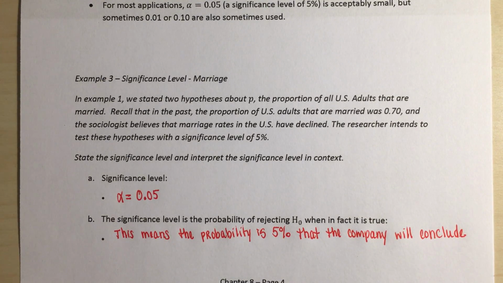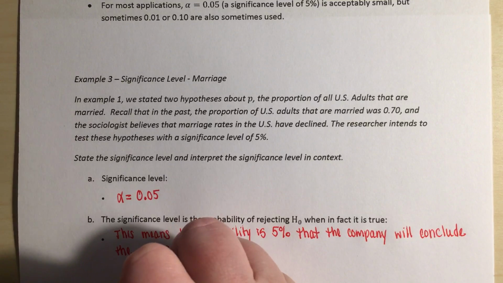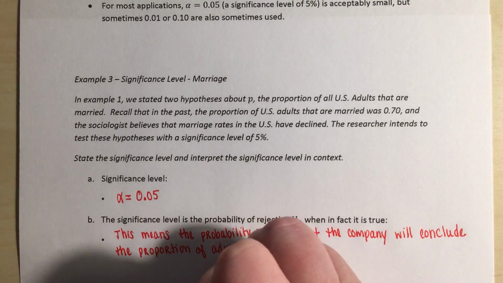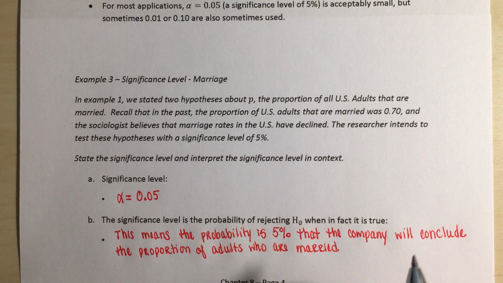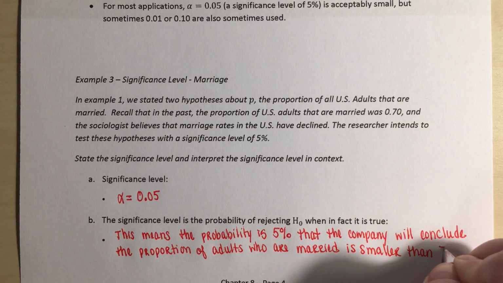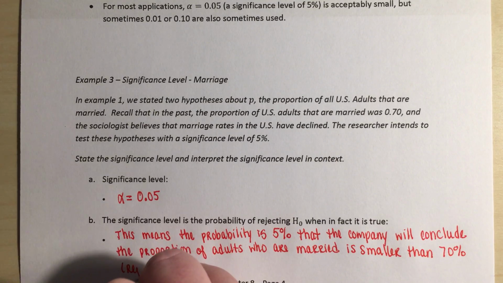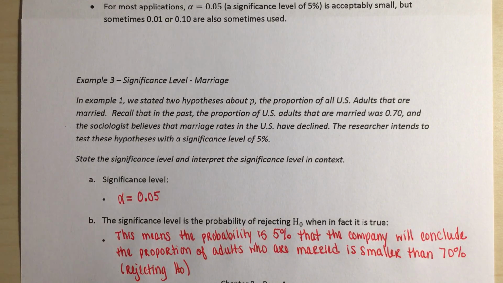Right, so remember our significance level has to do with the probability of making the mistake of rejecting the null hypothesis when it is true. So our null hypothesis would be that nothing has changed. So in this case, rejecting that hypothesis that nothing has changed would mean that something has changed. So this means the probability is 5% that the company will conclude the proportion of adults who are married is smaller than 70%. Again, this comes from rejecting the null hypothesis. Right? And our level of significance has to do with rejecting the null hypothesis when it is true.